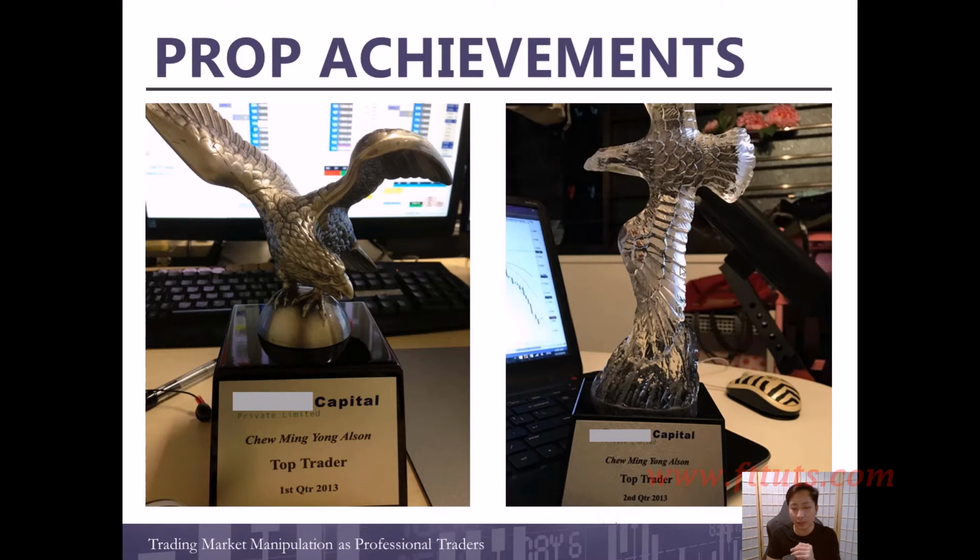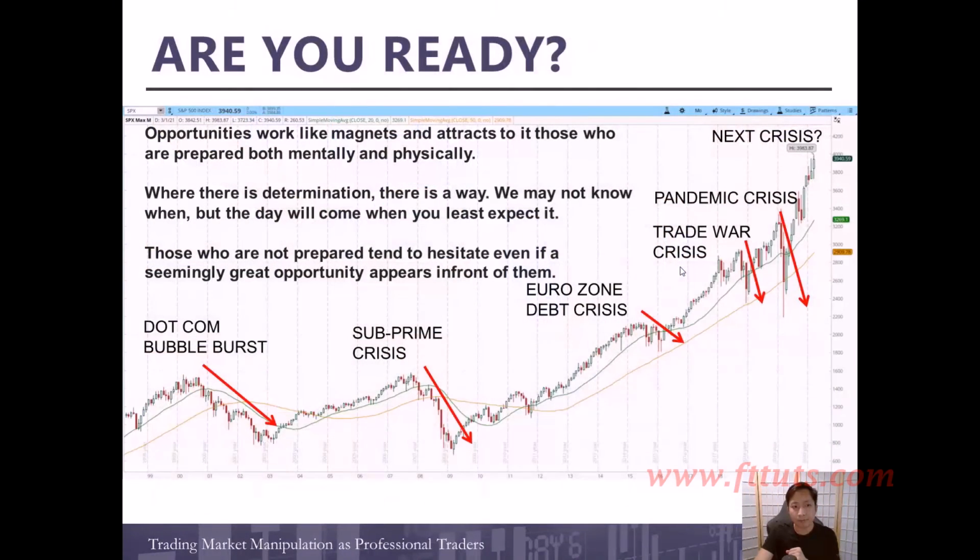It's an award that I received when I became the top earning trader for 2 consecutive quarters back in 2013. Okay, and so over here is to share with you.